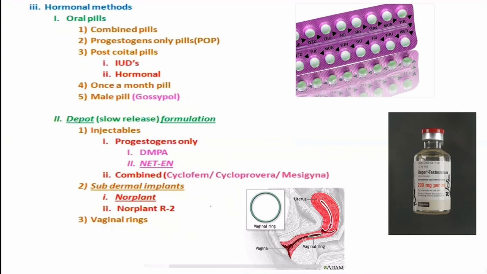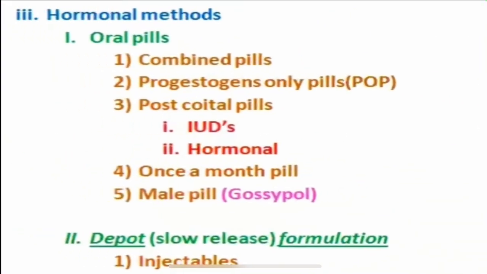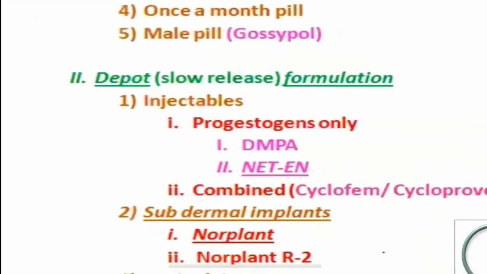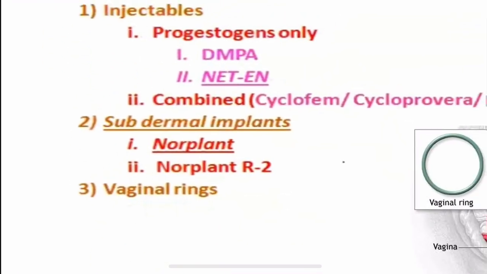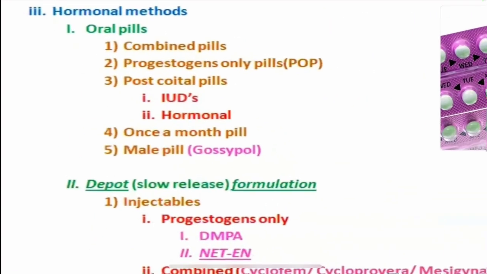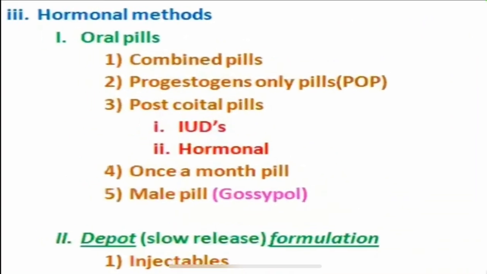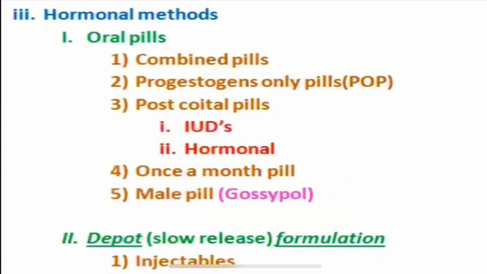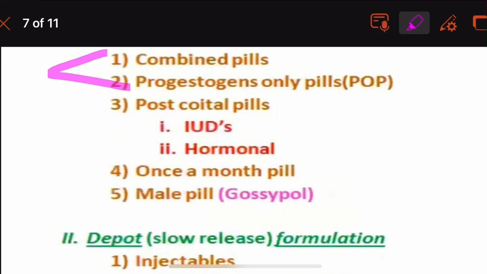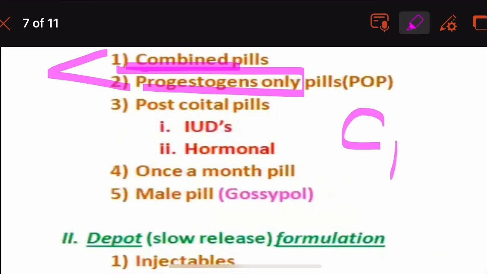Moving on to the hormonal methods. Under the hormonal methods, we have oral pills and depot, that is slow releasing formulation. Two divisions are there. Starting with the oral pills, we have either combined pills or progesterone only pill. Remember two things together: combined pill or progesterone only pill.